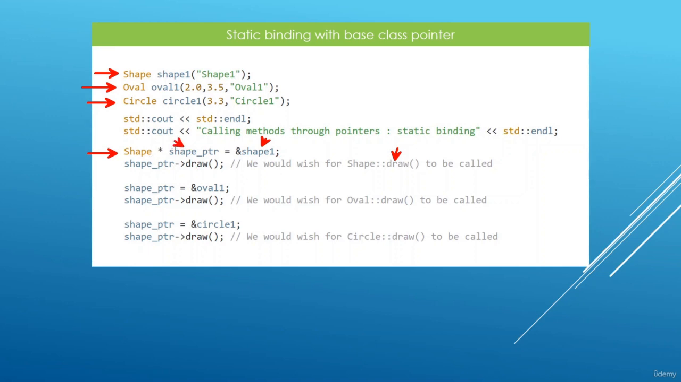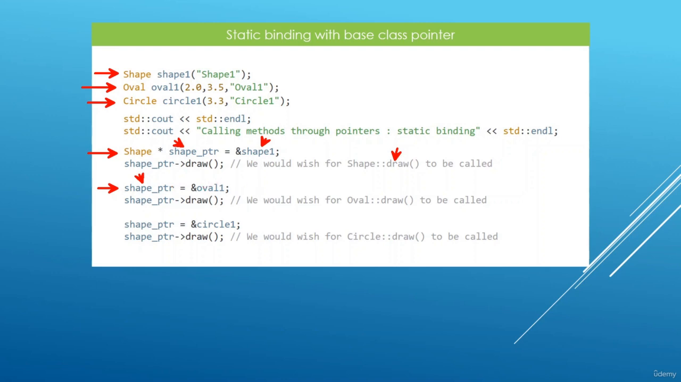Or in other words, we are using a base pointer to manage this object in memory. Down here, we store an oval object in our shape pointer. Or in other words, we're going to be using this base pointer to manage an actual oval object in memory.